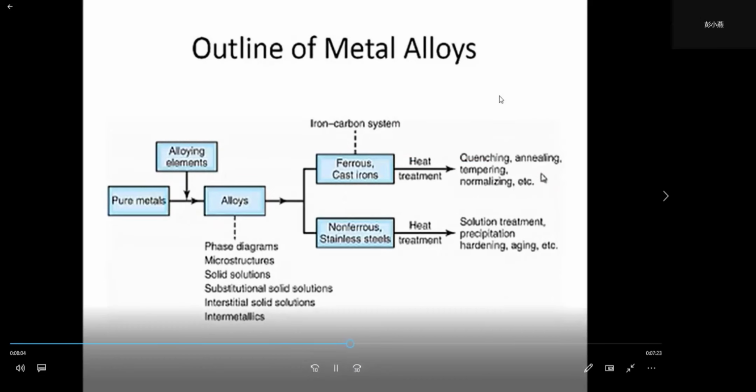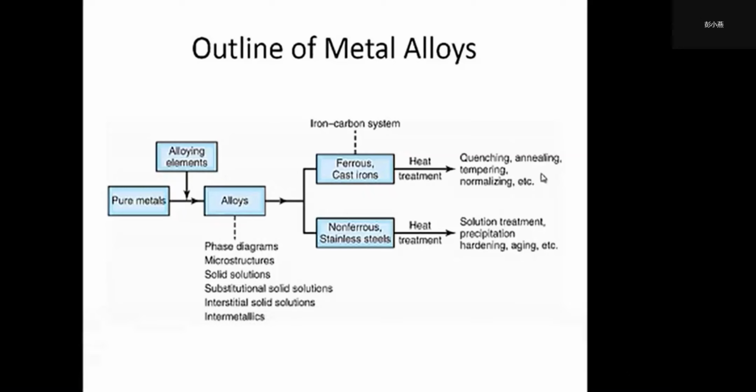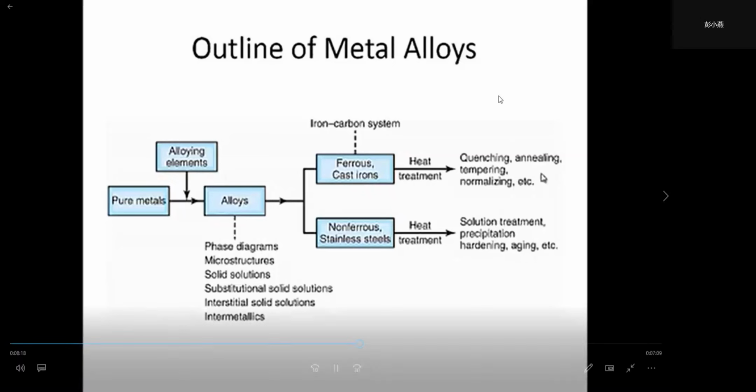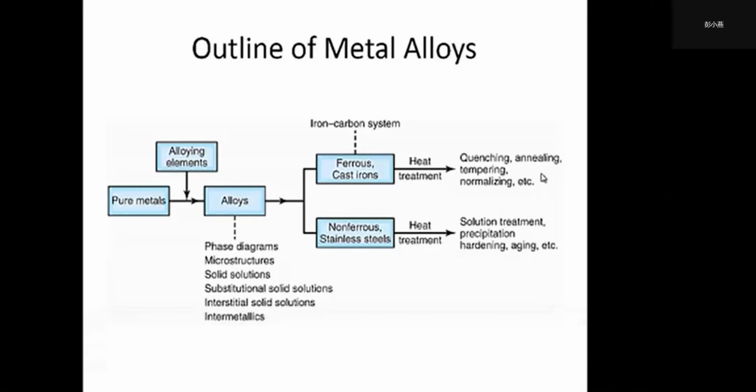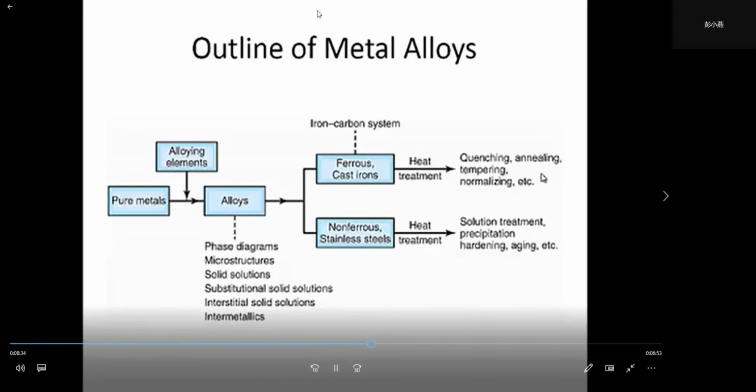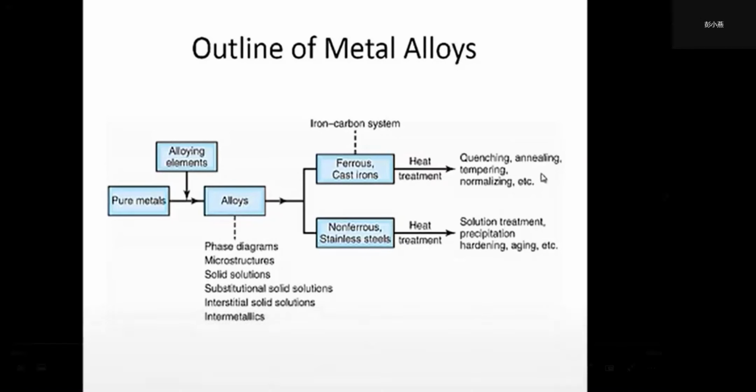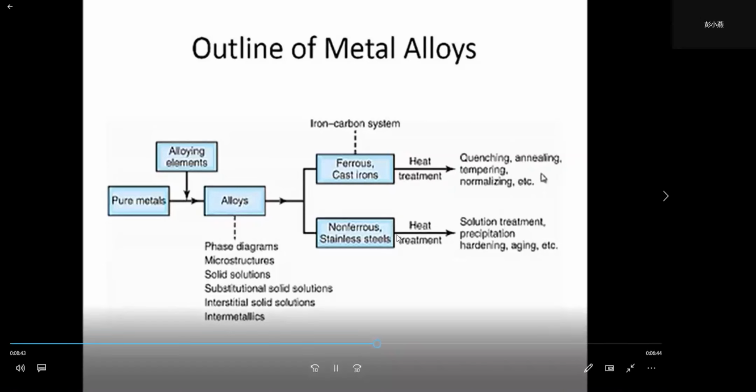And alloys can be divided into ferrous alloys, like steel and cast iron, and also non-ferrous alloys, like stainless steel, copper alloys, aluminum alloys, and some other kinds of alloys. After we make the alloys, we need some heat treatment to enhance the properties of the alloys. For example, quenching, annealing, and tempering are usually used to enhance the mechanical properties of steel.